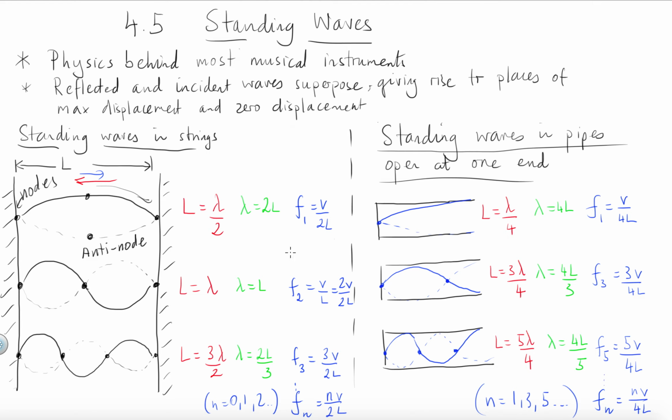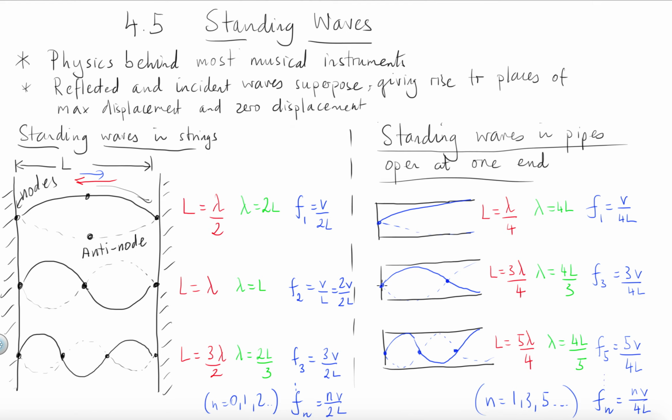Because air particles cannot move at the closed end, we have to have a node here, but in order to hear a loud sound we have to have maximum displacement at the opening. So we can fit in a node here and an antinode here. So the length corresponds to lambda over 4, therefore lambda corresponds to 4L, and the fundamental frequency here is v over 4L.